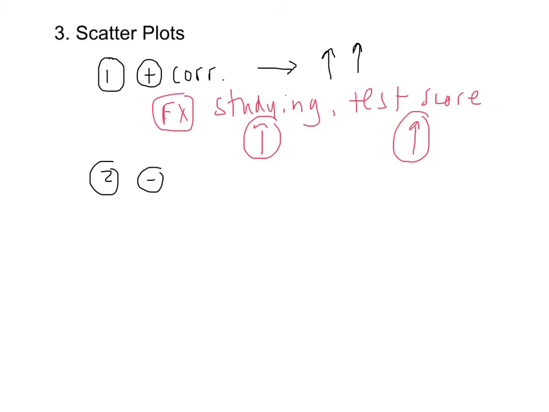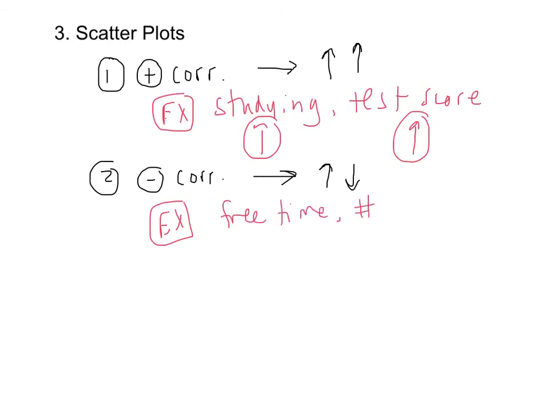Second type of correlation is a negative correlation. We can show this using arrows as one variable is increasing, the other is decreasing. A good example for a negative correlation is the amount of free time you have and the number of classes you take. So if we look at this, we can see the increase of classes you take, the less free time you're going to have. So as one goes up, the other goes down.